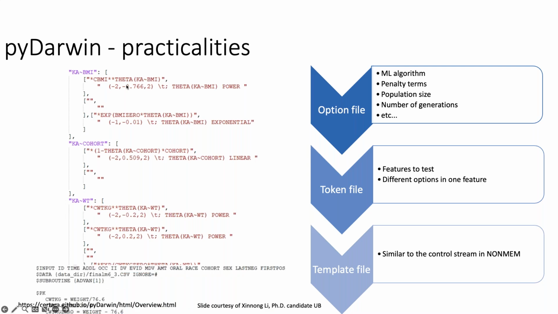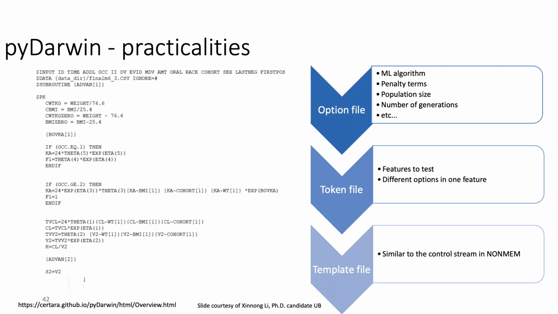And the third file, the template file, illustrates where these tokens are substituted. So you see here's our KA-BMI. It shows up here and you get your first substitution from that token set. We're going to show this in a little more detail in a couple of slides.